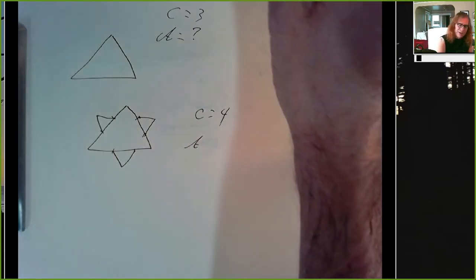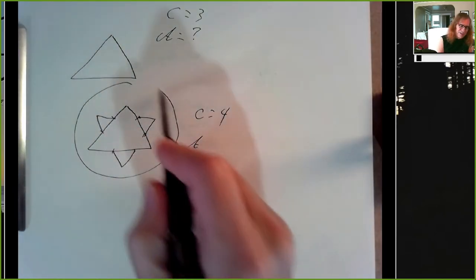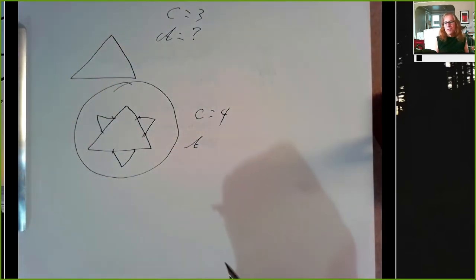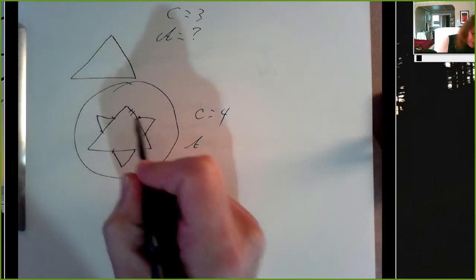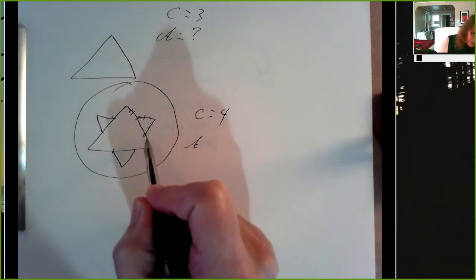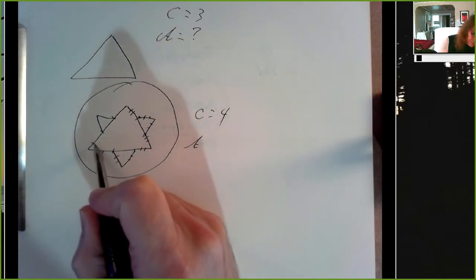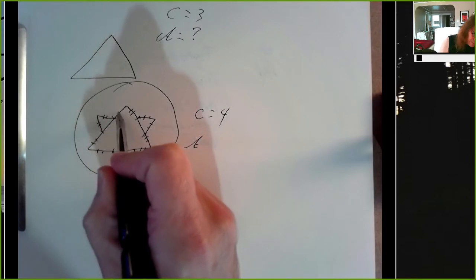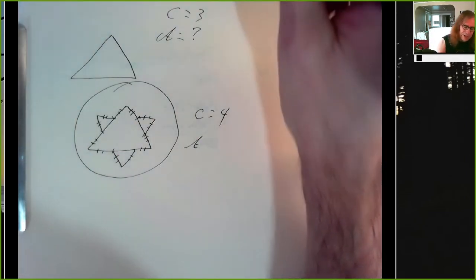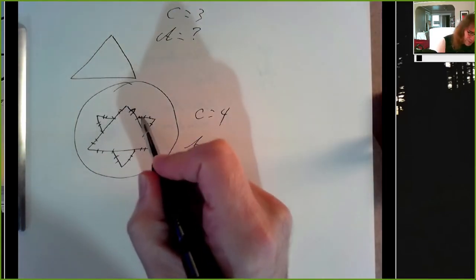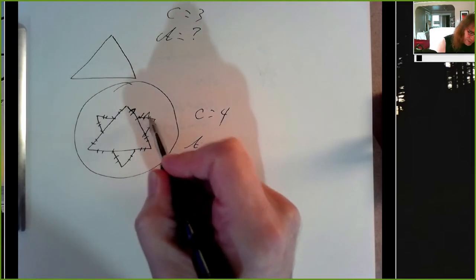And the area, well, you know, it fits inside this circle, right? Now repeat the process. Take each side and split that into thirds, like that. And then draw a little tiny equilateral triangle using each of those middle pieces as a base.